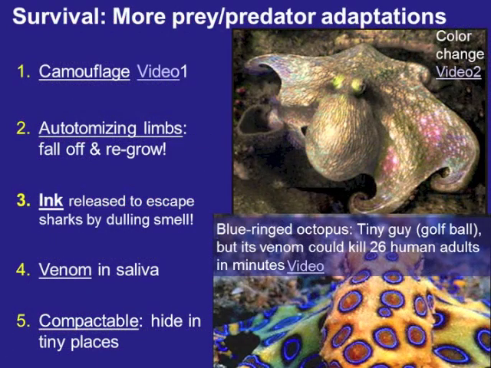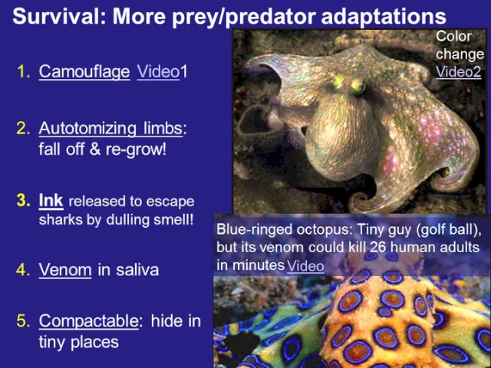Some of the adaptations for survival that octopuses, squid, cuttlefish, and nautilus have. First of all, of course, they exhibit a great deal of camouflage. As we mentioned, their chromatophores really help with that, but they can also change texture. There's a video of that I encourage you to check out. Again, there's another video on color change.